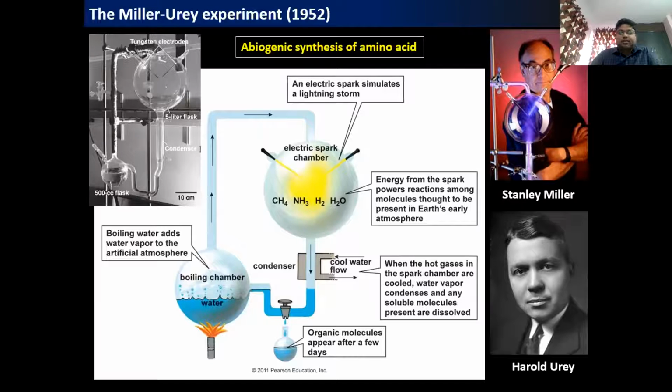And surprisingly, they found the presence of amino acid molecules. This is the first time they found that amino acid molecules can be produced from these simple compounds. So this is one of the major steps in understanding the origin of life. They found that abiogenic synthesis of amino acids is possible, again corroborating the fact that transformation from the inorganic world to the organic world is possible.